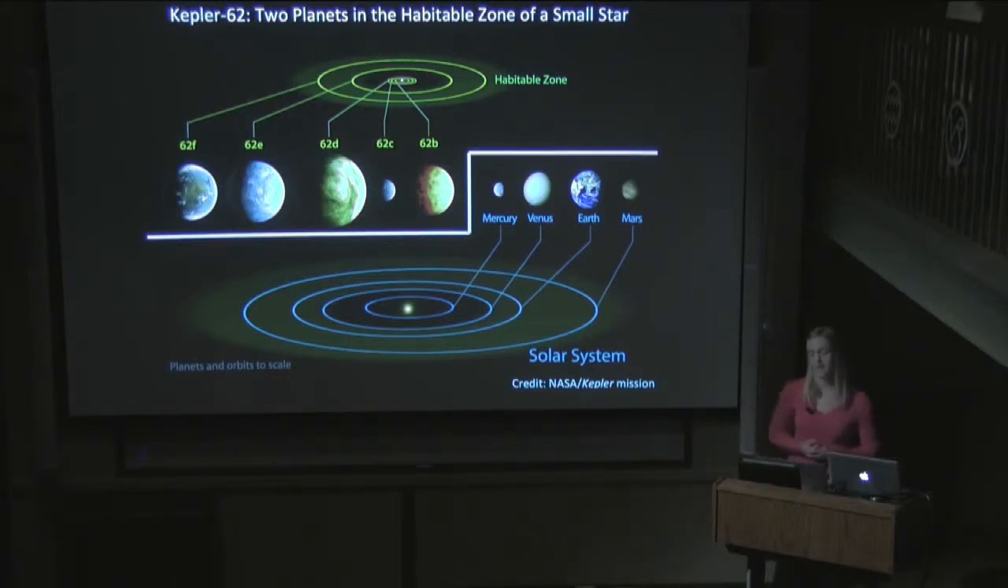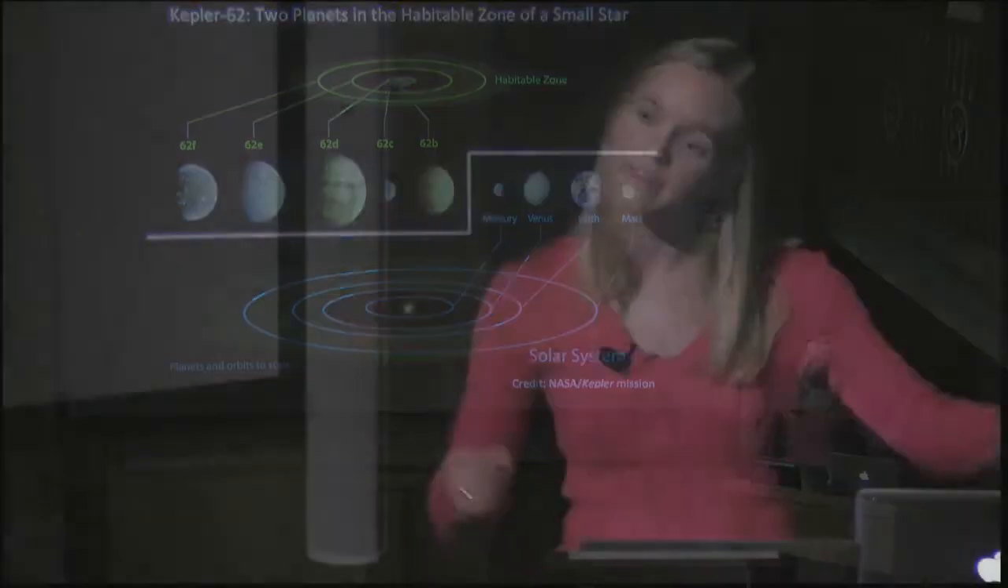Who knows? One thing you might notice looking at this diagram is that it seems like the habitable zone for Kepler 62 is a little bit smaller and a little bit closer to the star than the habitable zone for the sun. That's actually true, and the reason why that occurs is because the star, Kepler 62, is cooler and redder than the sun. That means for a planet to get the same amount of light, it needs to be in a little bit closer.